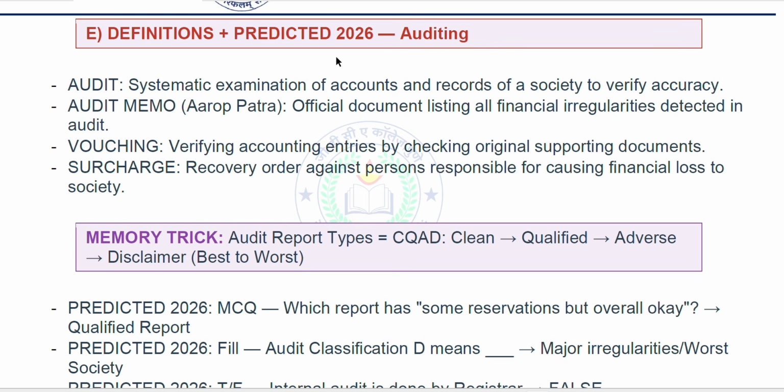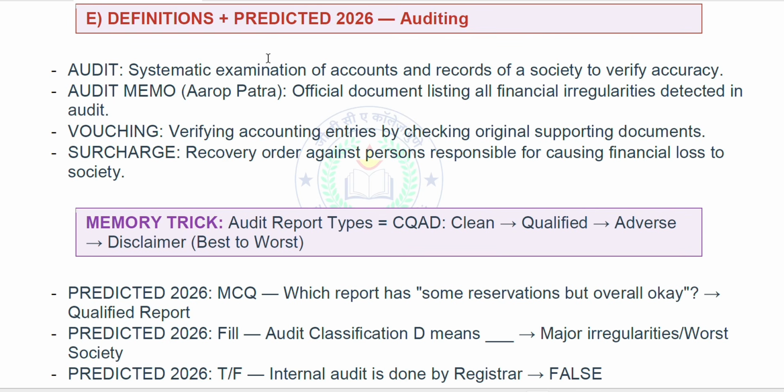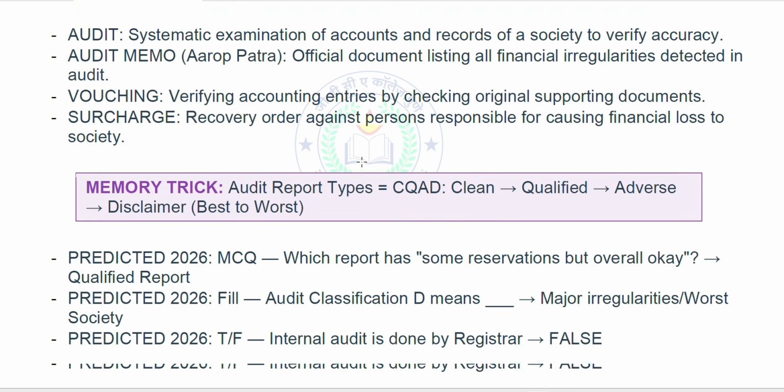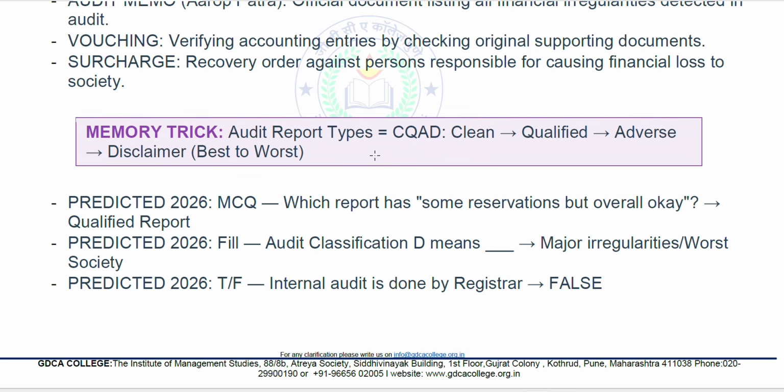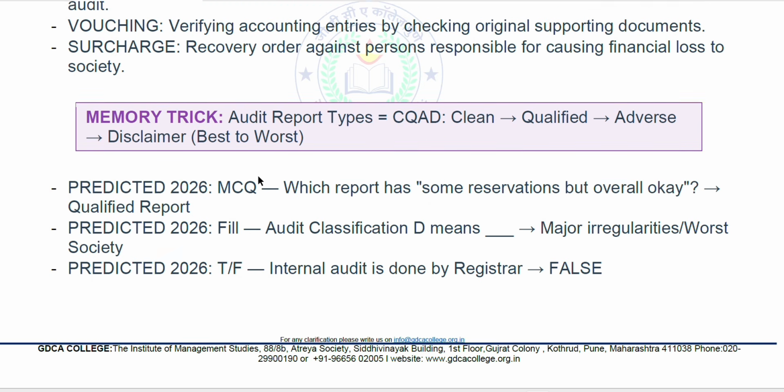Definition plus predicted 2026 auditing. Audit: systematic examination of accounts and records of a society to verify accuracy. Audit memo, Arab Patra: official document listing all financial irregularities detected in audit. Vouching: verifying accounting entries by checking original supporting documents. Surcharge: recovery order against person responsible for causing financial losses to society. Memory trick, audit report types CQAD: clean, qualified, adverse, disclaimer, best to worst.